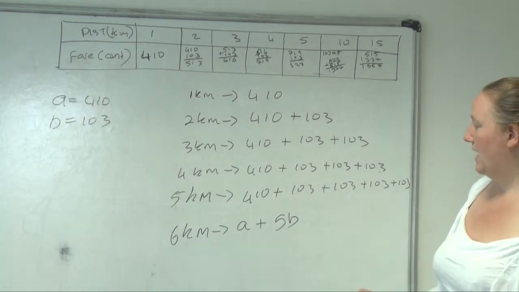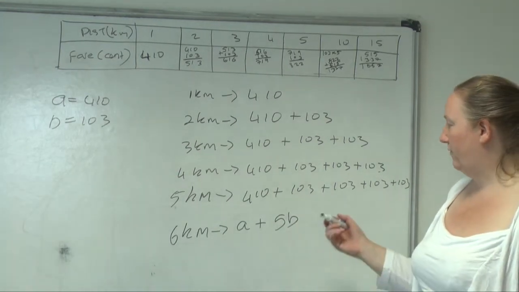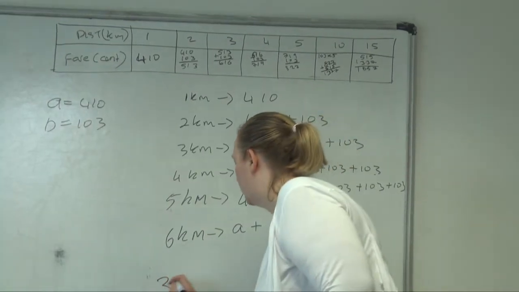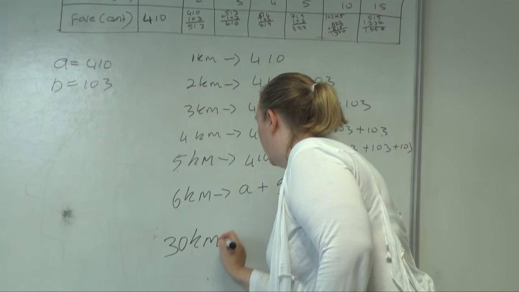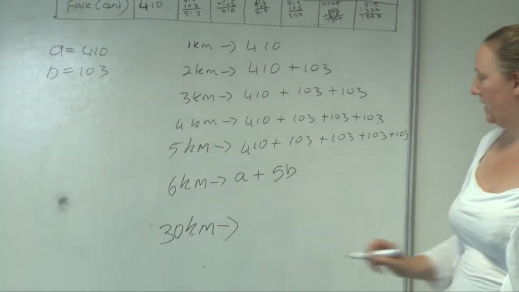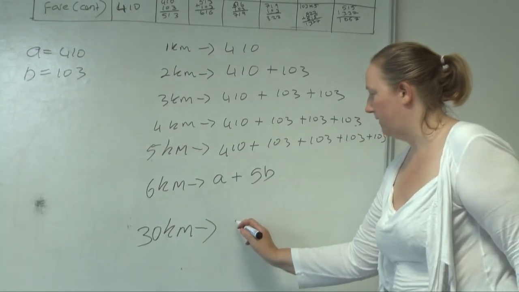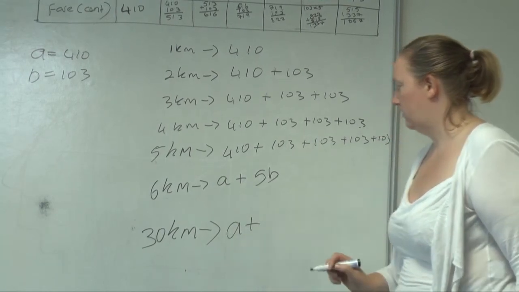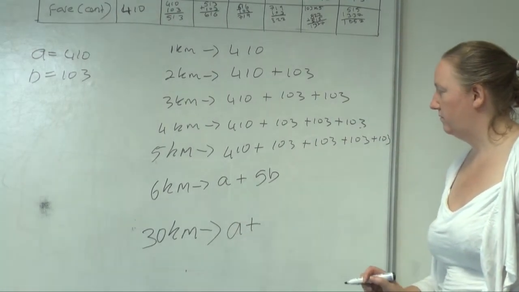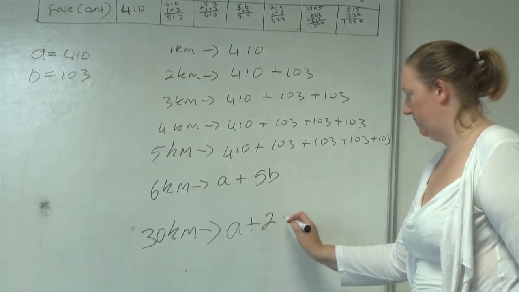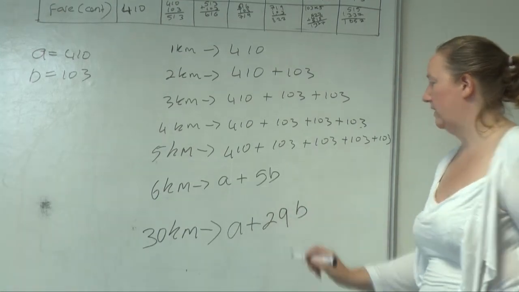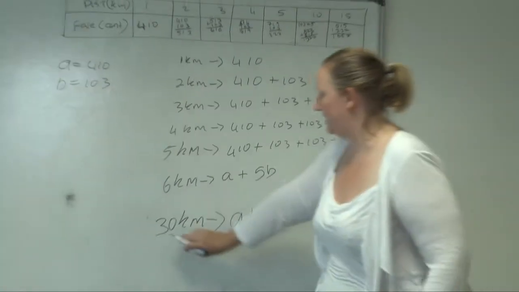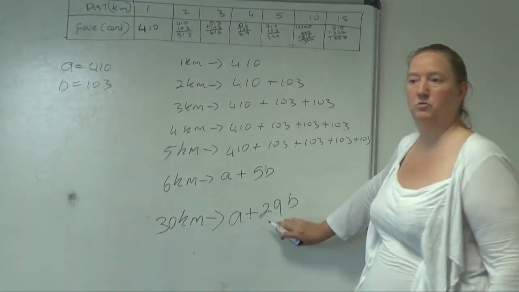Okay? Now, if I was to say, what was the 30th kilometre? Would anyone know what it is? Paul, give it a go. A plus 29B. Exactly. So what's the 29 made out of? The 29 is made out of the kilometre minus 1.